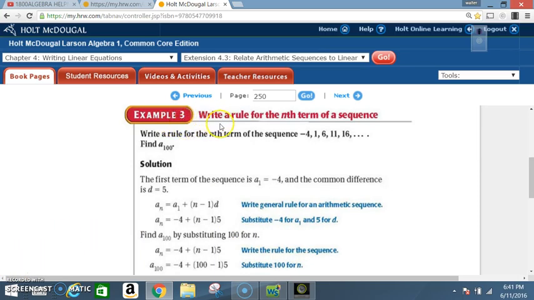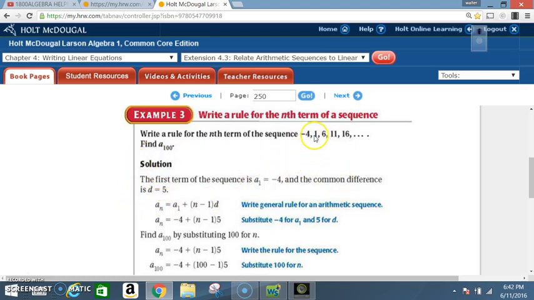Example 3. Write a rule for the nth term of the sequence negative 4, 1, 6, 11, 16, and find the 100th term. Solution. The first term of the sequence, a sub 1, is equal to negative 4. And the common difference that we've already figured out is 5.